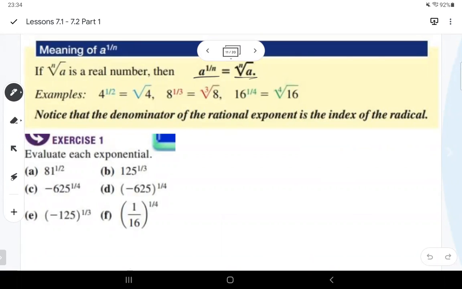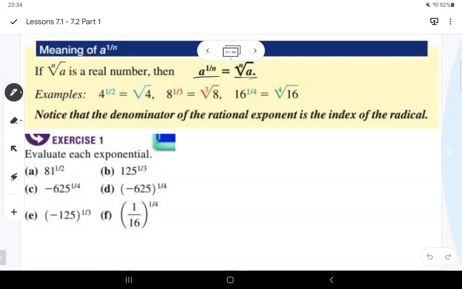If the nth root of a is a real number, then a to the 1 over n power is equal to the nth root of a. For example, 4 to the 1/2 is equal to the square root of 4. 8 to the 1/3 is equal to the cubed root of 8. And 16 to the 1/4 power is equal to the 4th root of 16. Notice that the denominator of the rational exponent is the index of the radical.